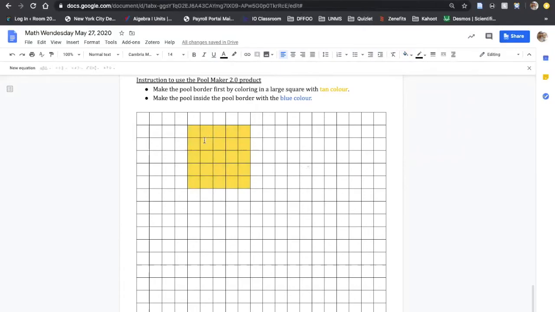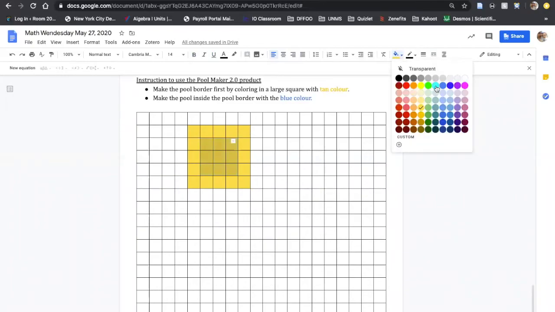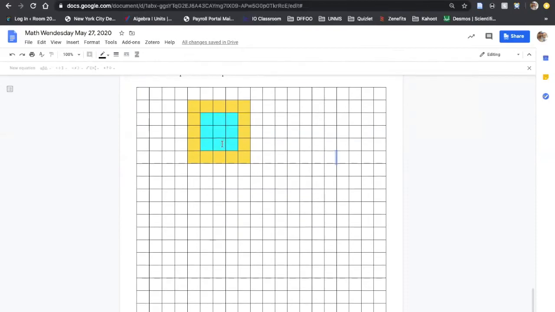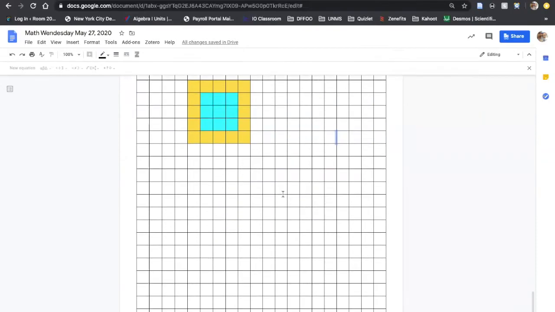I'm going to add the pool inside. So I'm just going to go in one square all the way around. So I have a 1 foot border going around the outside. Change the color to blue. That's my water. So this actually is the same pool that we had before. And you can make pools of different sizes. So let's say I wanted a bigger one.